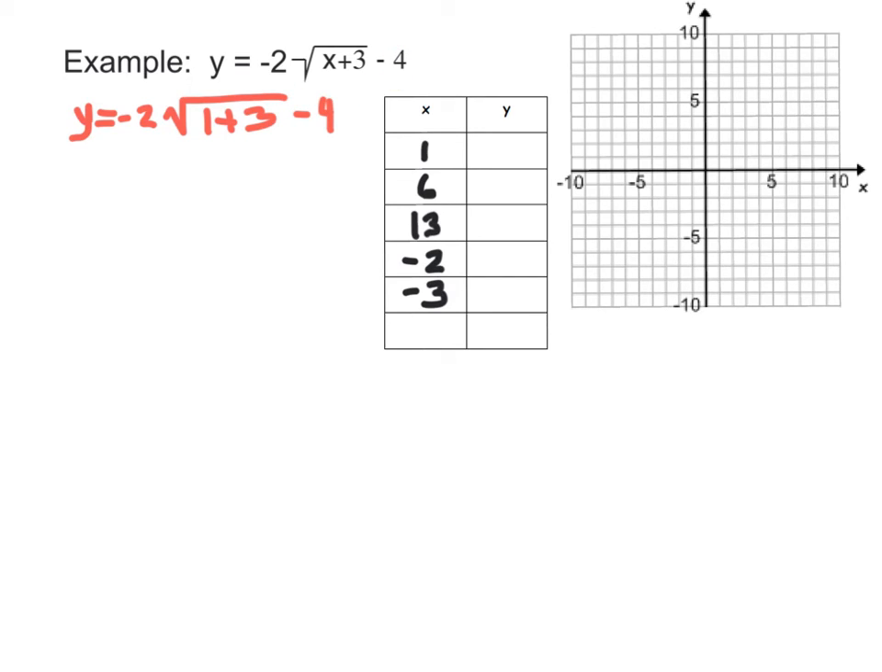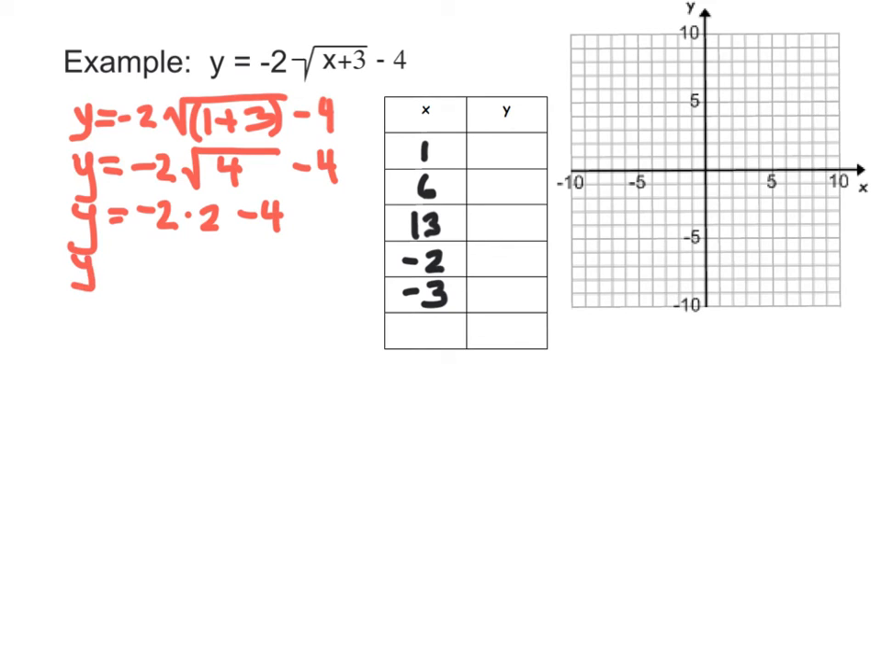So when we simplify this, and again, most of us might use our calculators here, but we need to be careful to put parentheses around this. But if we calculate this by hand, we get y equals negative 2 times the square root of 1 plus 3, which is 4, minus 4. The square root of 4 is 2, so negative 2 times 2 minus 4. And following the order of operations, we need to multiply next. So negative 2 times 2 is negative 4, minus 4. Well, negative 4 minus 4 is negative 8. So our y value is negative 8 right here.